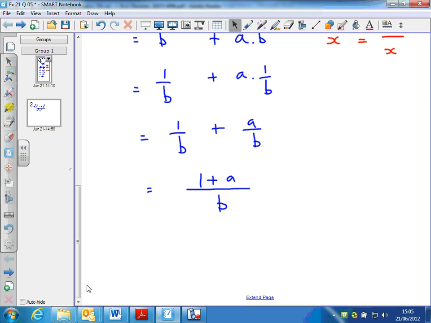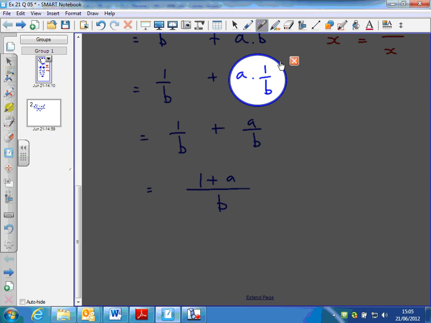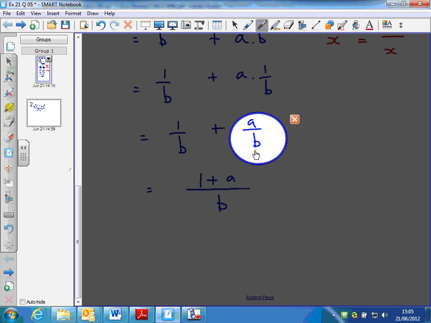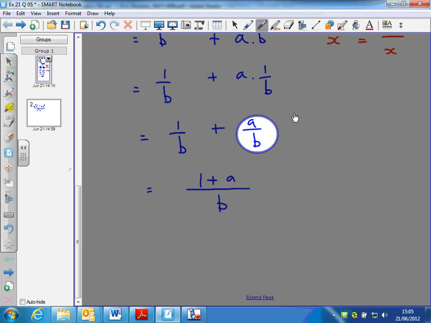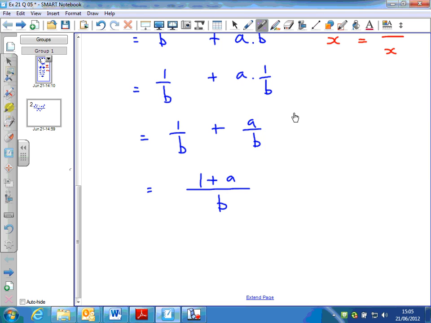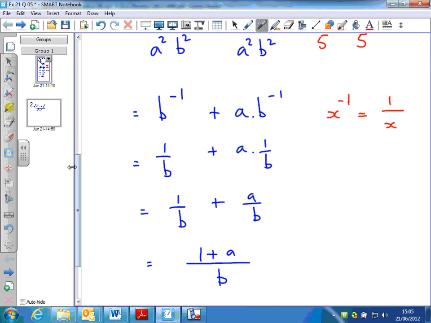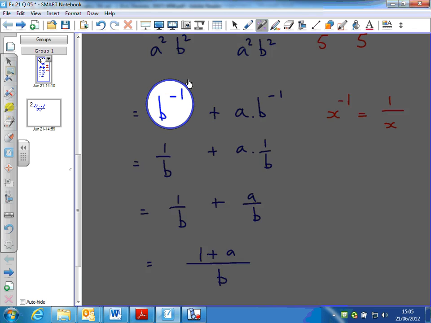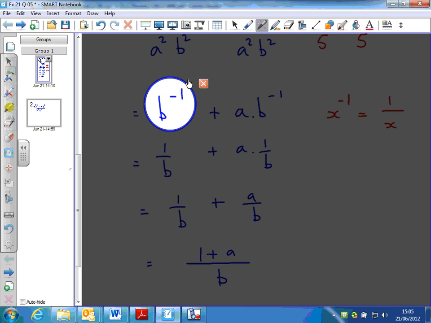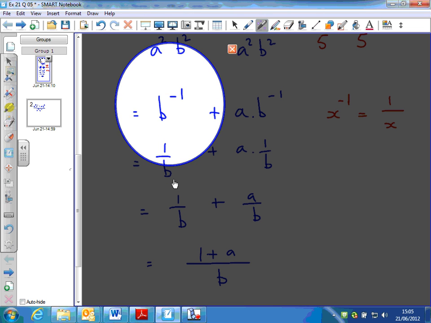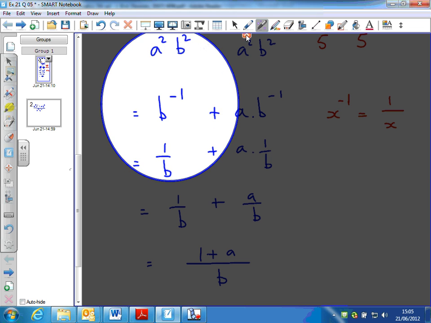So there's quite a lot of algebra in that. There's the idea that a times 1 over b is the same as a divided by b. That's something that's worth remembering. And also a reminder that b to the minus 1 is the same as 1 over b there. Okay?